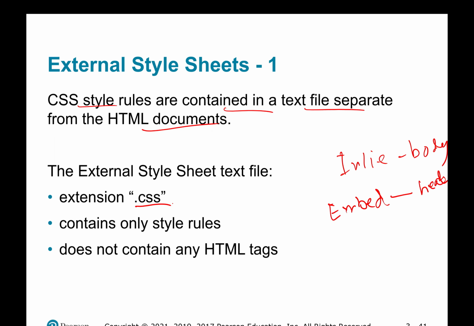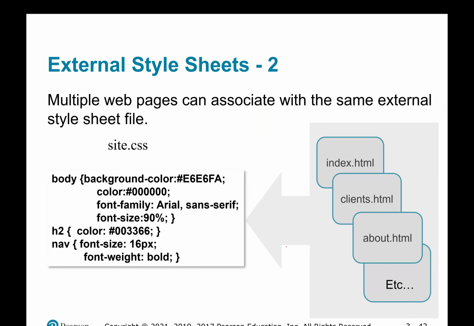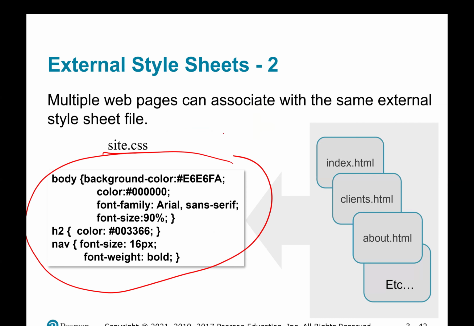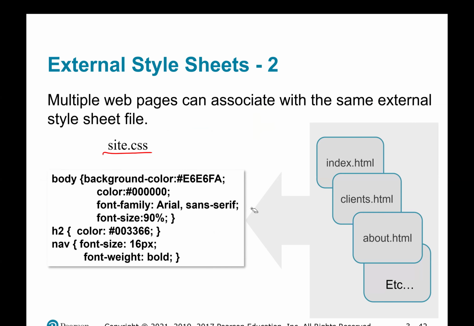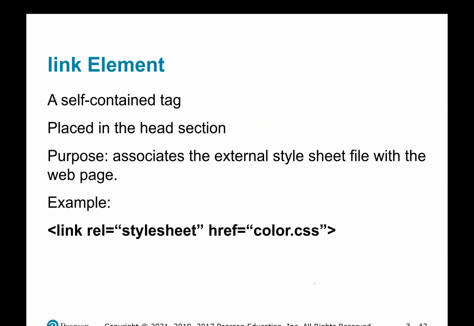And the file's extension is .css. It contains only style rules. This .css file doesn't contain anything else. It doesn't contain any HTML tags. So here is one example of, say, a site.css. This is a site.css file, and this is all it contains. It just contains some CSS rules. And then we can apply this site.css to all these files. I'm going to show you how, right?